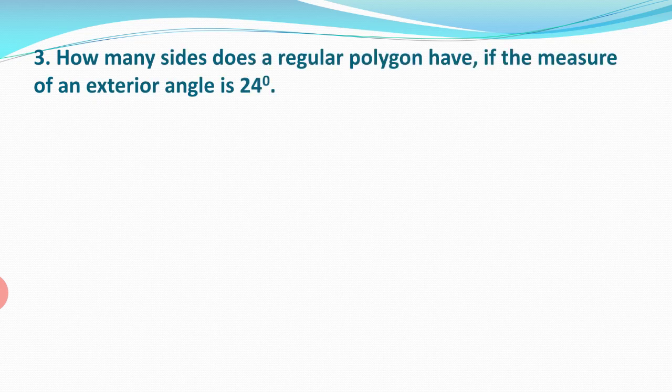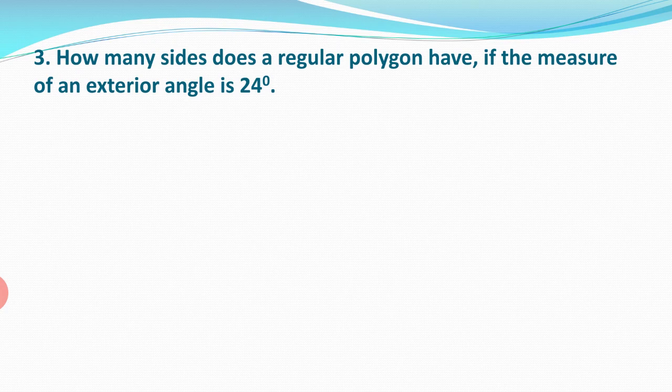So question number 3, how many sides does a regular polygon have if the measure of an exterior angle is 24 degree? Now we have the formula for measure of exterior angle. It is equal to 360 degree upon n. Why this formula? Because sum of all exterior angles of any polygon is always 360 degree.